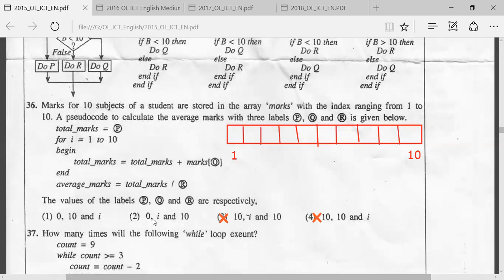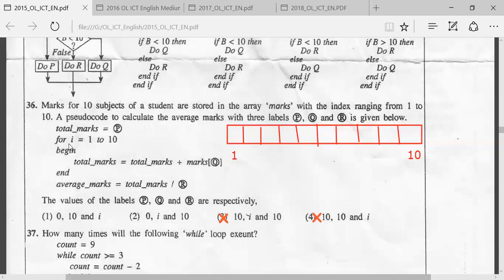For I equal 1 to 10. So as usual, for loop from index 1 to index 10. Total marks equals total marks plus marks Q. So when we want to add all these numbers, we have to read each and every index from the beginning. So the beginning index is given as 1. Right?